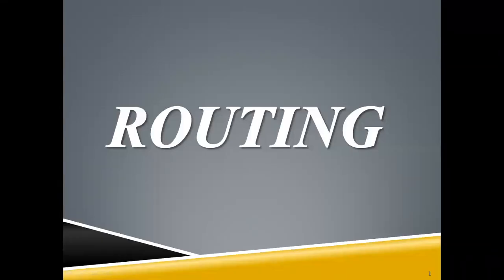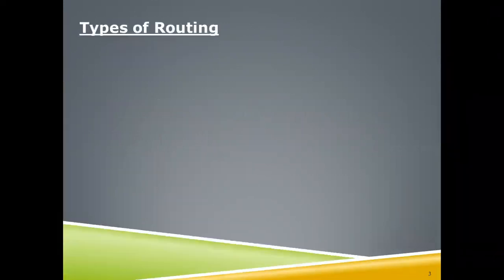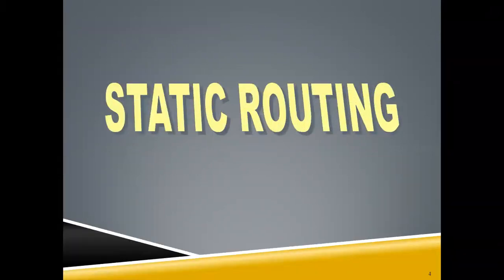In this video, we will talk about routing. So what is routing? Routing is a process of sending a packet of information from one network to another. The types of routing are three: static routing, default routing, and dynamic routing. We will talk about these types of routing one by one. So let's start with static routing.